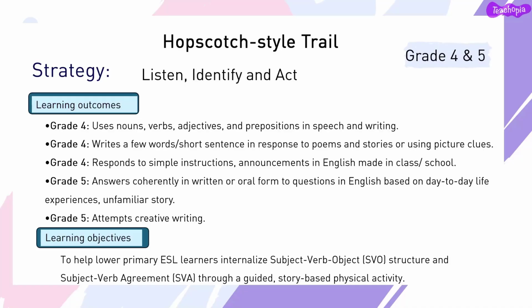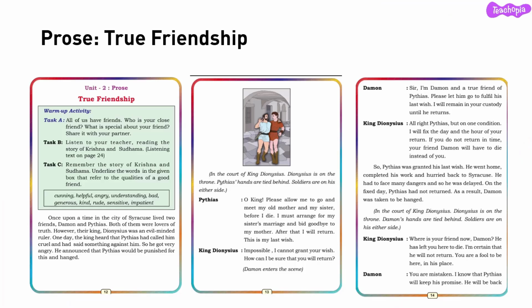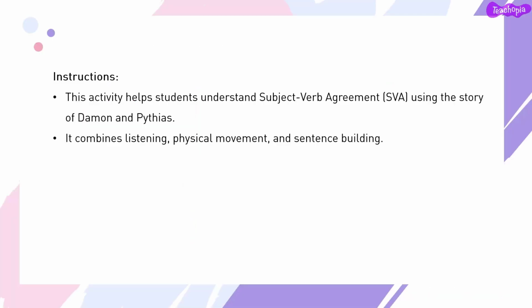And the learning objectives for these outcomes are to help lower primary ESL learners internalize subject-verb agreement structure through a guided story-based physical activity. Here, the prose is taken from the textbook, that is True Friendship. Instructions: this activity helps students understand subject-verb agreement using the story of Damon and Pythias. It combines listening, physical movement, and sentence building.